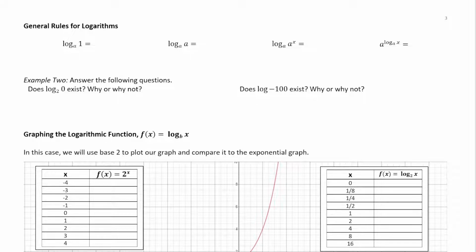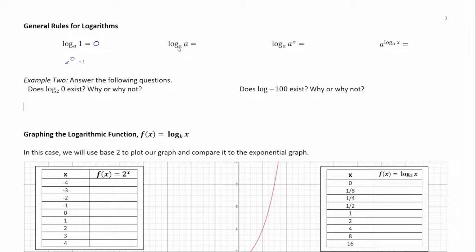So, general rules for logarithms. I want you guys to actually pause this right here and see if you can come up with them one at a time. So log 1 base a. You again need to think to yourself, what is the exponent on a that would produce 1? Well, the exponent on a that produces 1 is just 0, because anything raised to the power of 0 is equal to 1. So that's your first rule.